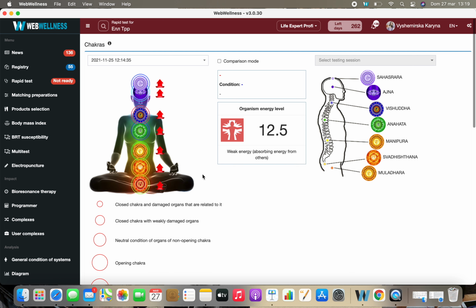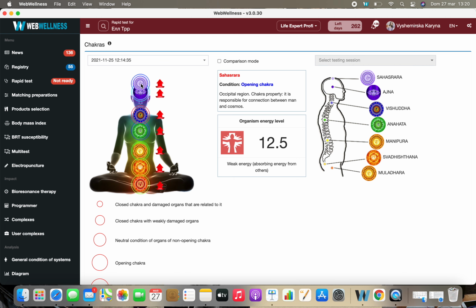Chakras. Same way. We do not measure chakras. We do not have the possibility to do it with 6 lead electrodes. What we measure are the organs and systems. But we know that chakras have connections with organs and systems. So if the organ is suffering, it can be because the chakra is closed.